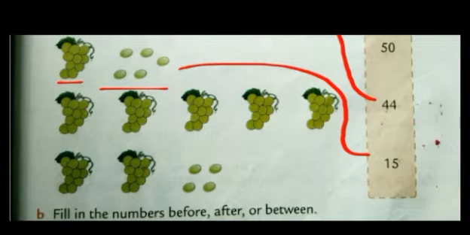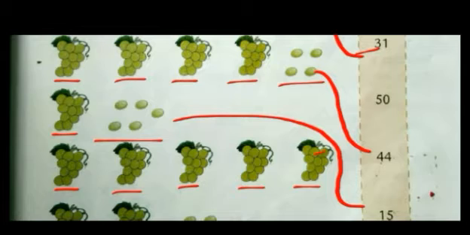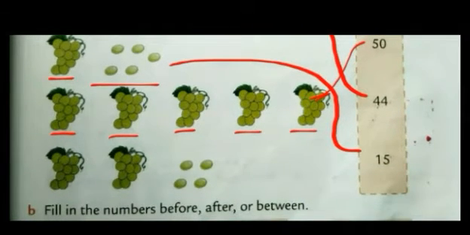Again, each bunch has 10 grapes. There is a gap of 10. 10, 20, 30, 40, 50. So we need to match it with 50. 50 is written here. Now see the last one.